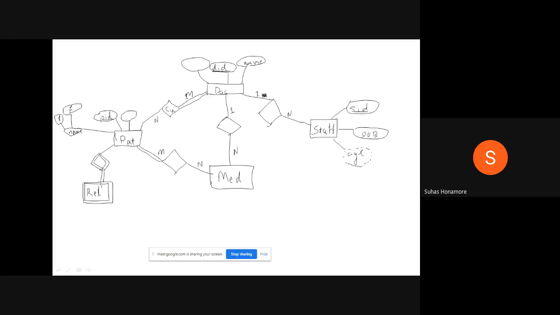And the cardinality ratio we have to write depending on the situation. So here can we write 1 is to n or n is to 1? One patient can have n number of relatives, or I feel friends. Normally it will be 1 is to n. One patient can have n number of relations. Like that we can write it.